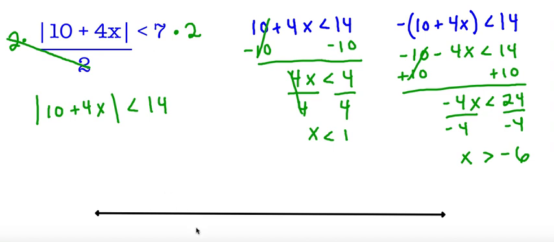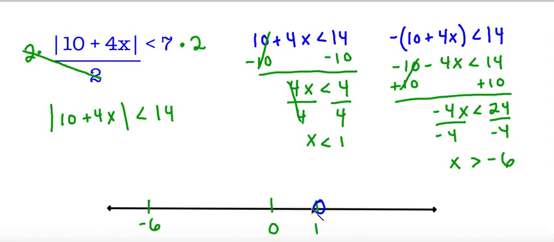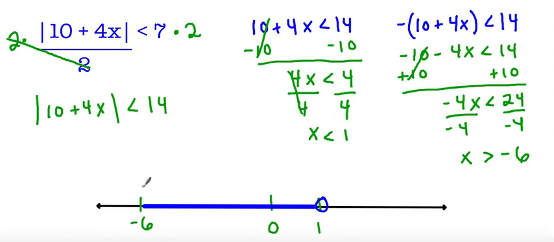So here on our number line, I'm going to write out negative 6, 0, and 1 would be a lot closer to 0 than negative 6. So x is less than 1, but x is greater than negative 6. So we're going to draw an open circle at 1, and we're going to shade to the left, but we're going to stop just before negative 6 because x is greater than negative 6, but negative 6 is not included.